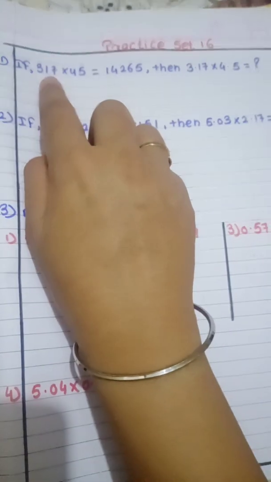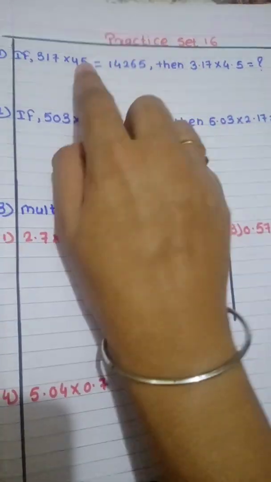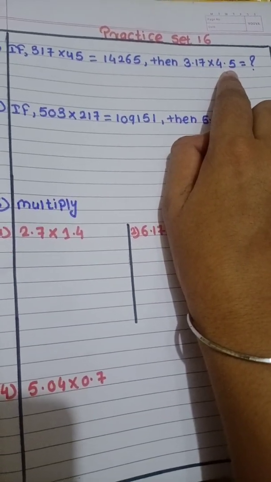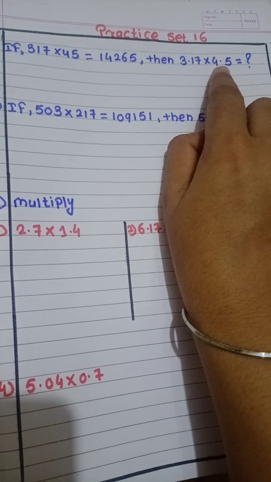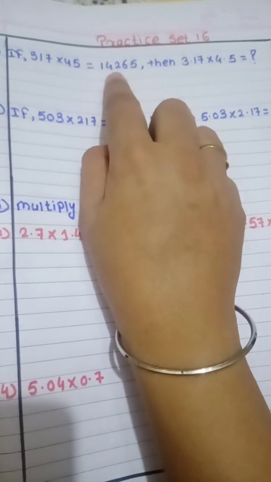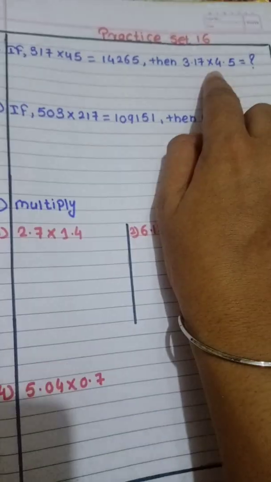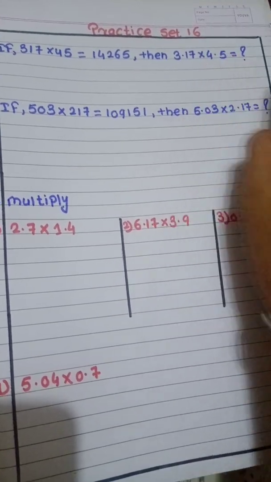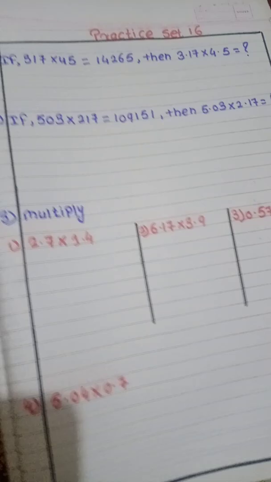Okay, here they have given the same numbers, 317, 45, but they have added the decimal point. So the product of these numbers is also the same, right? Because the numbers are the same. But we have to give the decimal point. Okay, so let's do it.